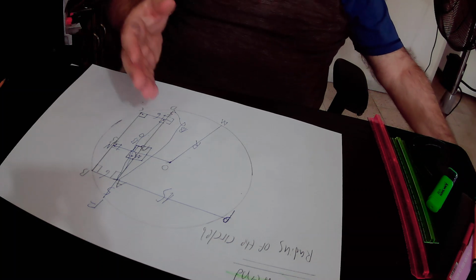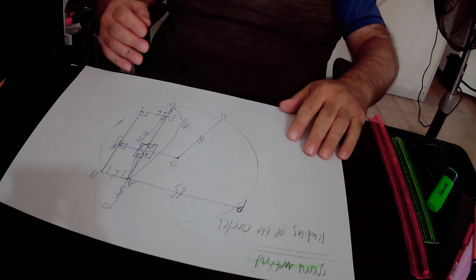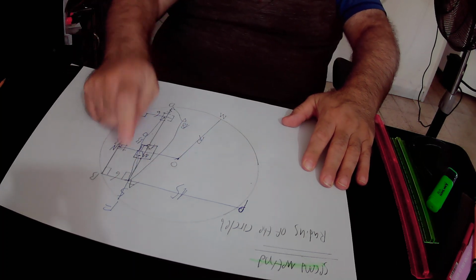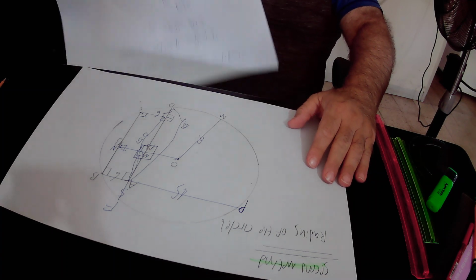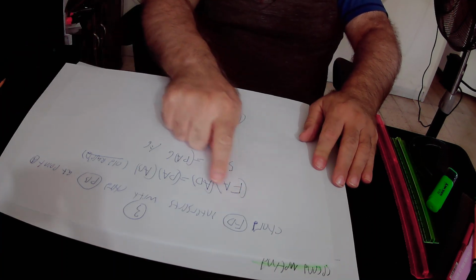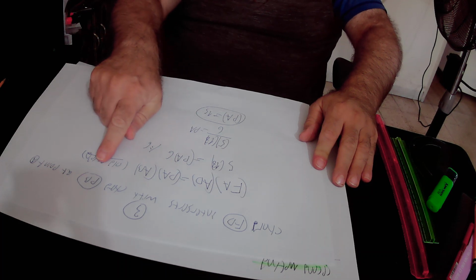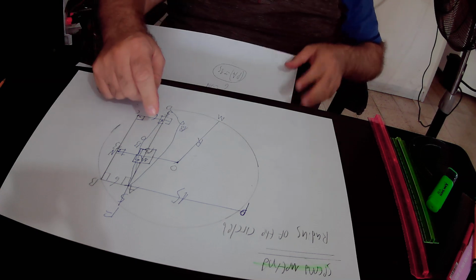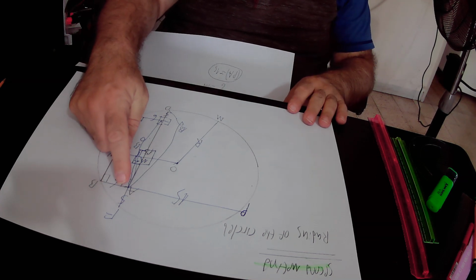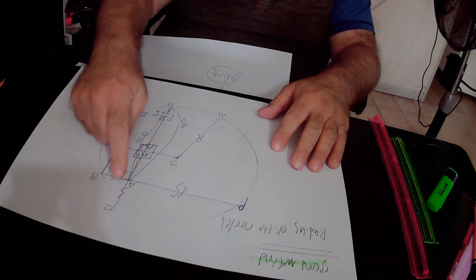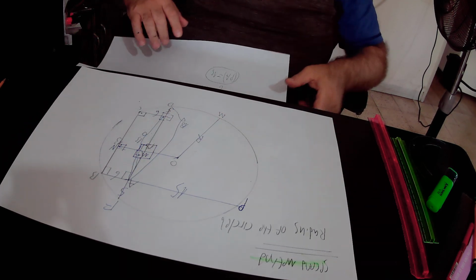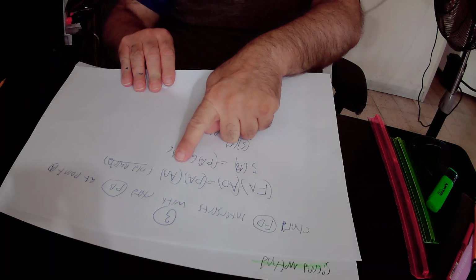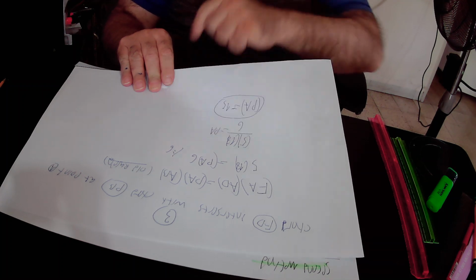We can actually implement here the old rule number 2. Why? Because in our drawing we have chord FD that intersects with chord PB at point A. Therefore, according to the old rule 2, FA times AD equals PA times AB.